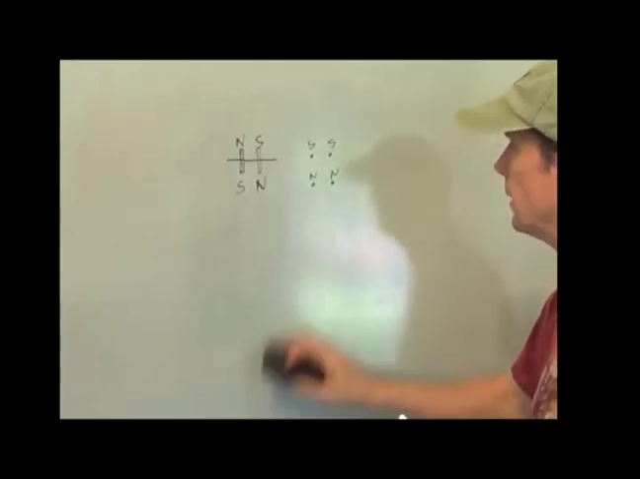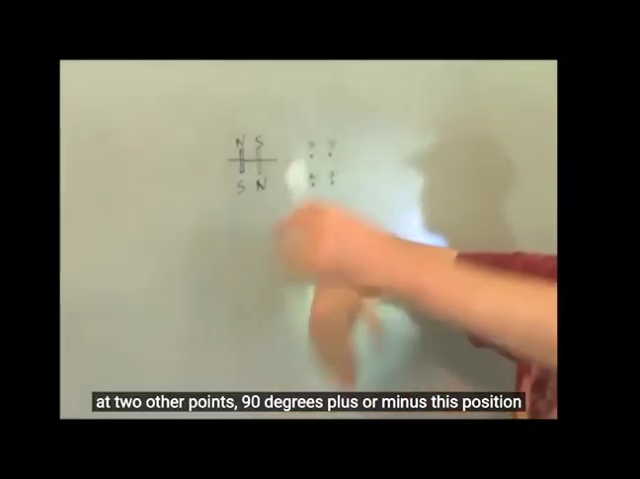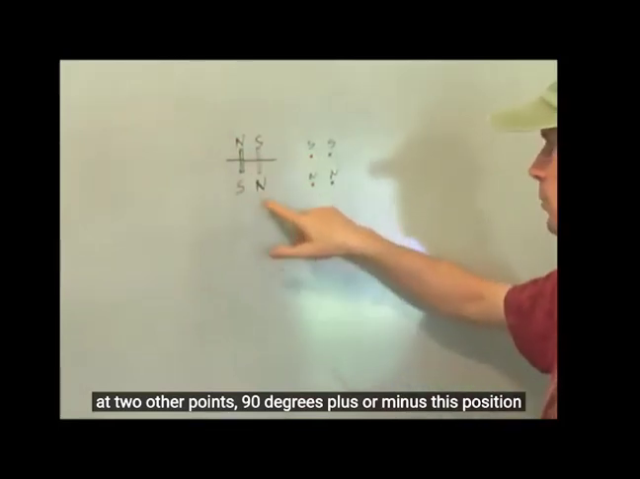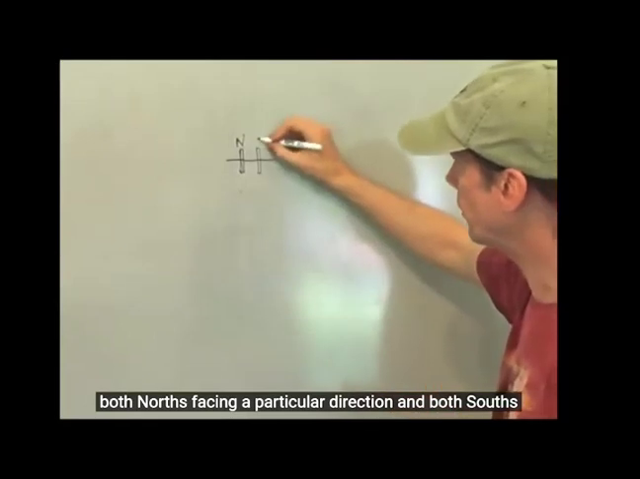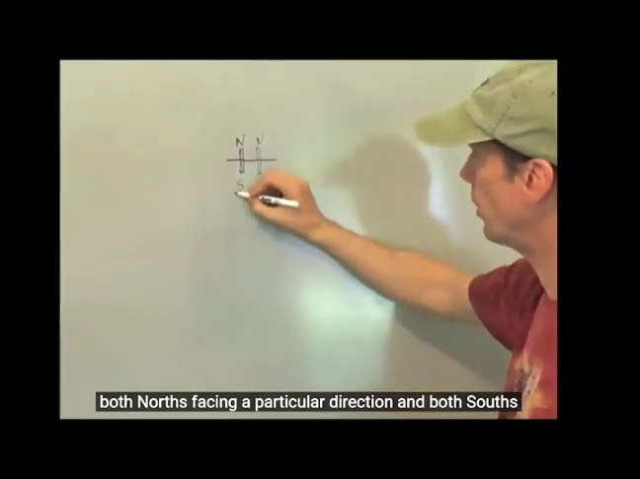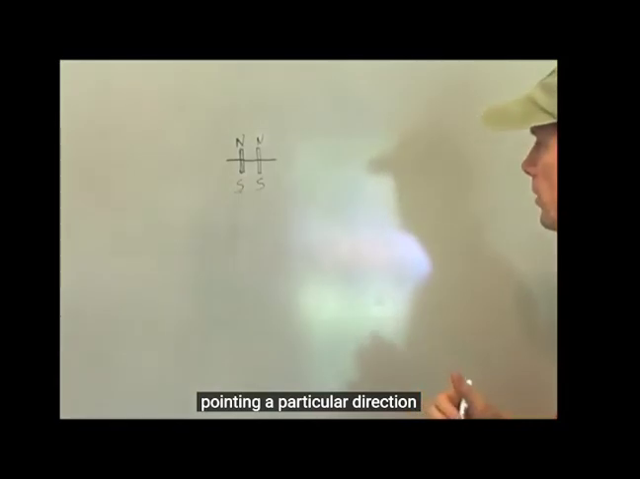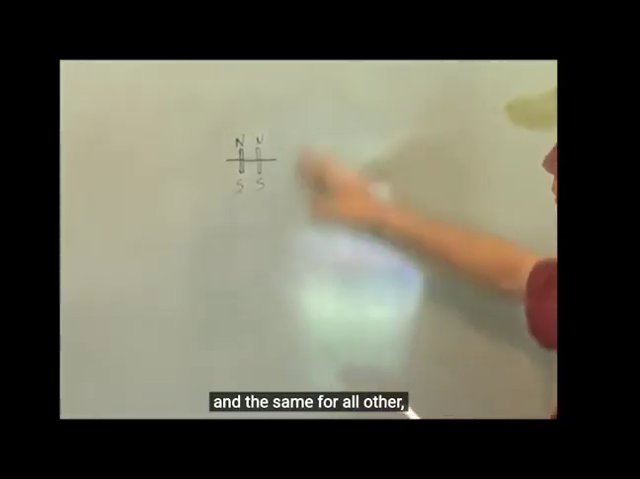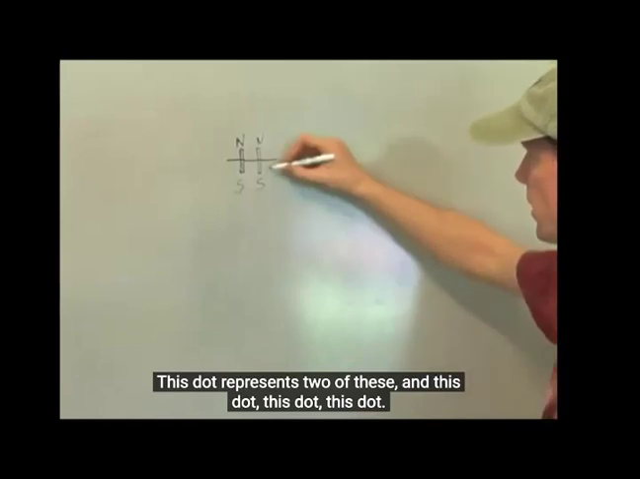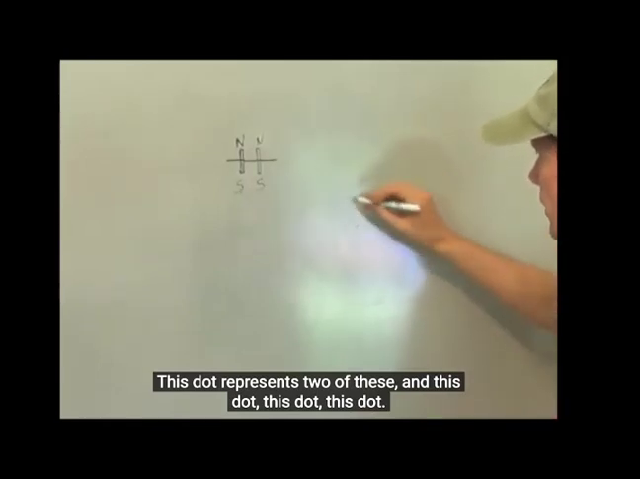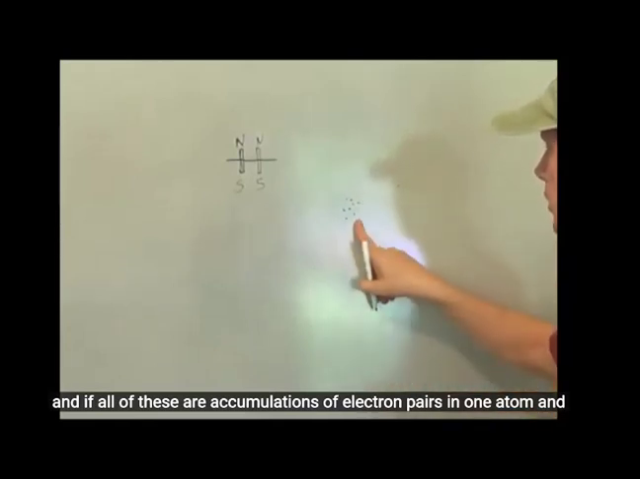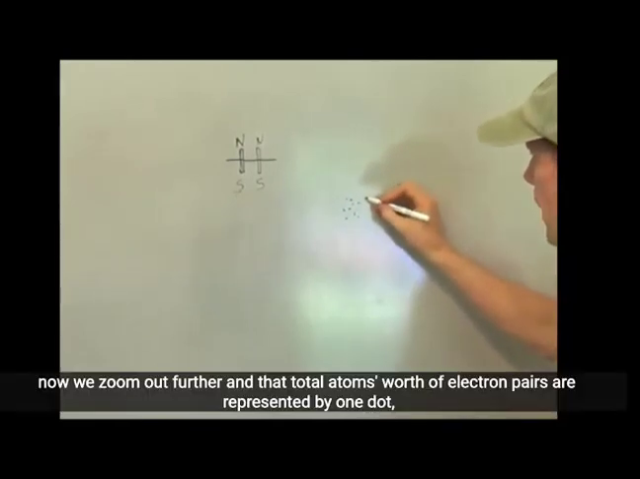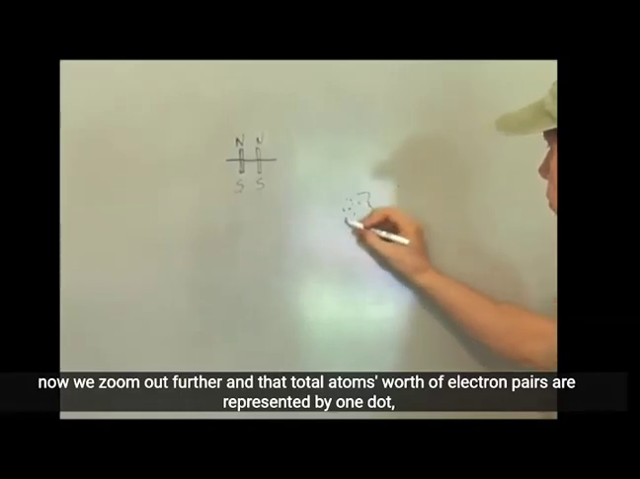So at two other points, 90 degrees plus or minus this position, they're going to end up both north facing a particular direction and both south pointing a particular direction. And the same for all the others. If this dot represents two of these, and this dot, this dot, this dot, if all of these are an accumulation of electron pairs in one atom, and now we zoom out further and that total atom's worth of electron pairs is represented by one dot.